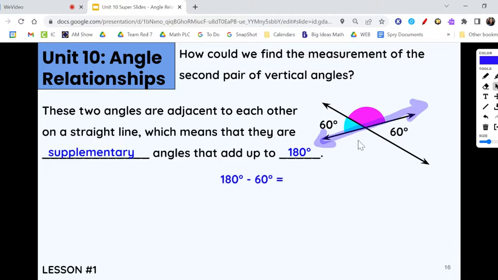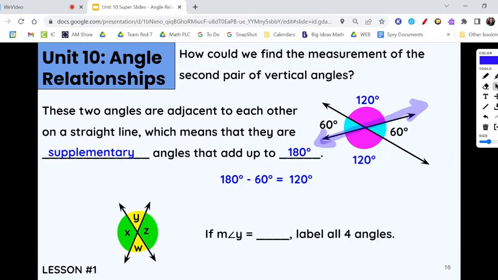So therefore, to find this missing pink angle, all I would have to do is be like, okay, what is 180 degrees minus 60 degrees? And you would get 120 degrees. So this missing angle, let's label it, is actually 120 degrees, which means that its vertical angle is also 120 degrees because vertical angles are congruent. They have the same measurement.